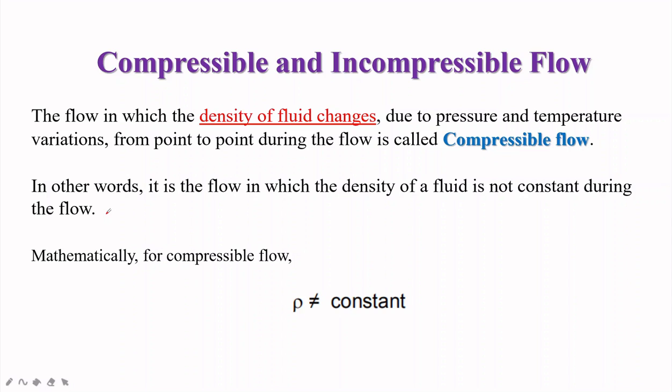The density is not equal to constant. If this is proved mathematically, then we can tell the type of flow is what? Compressible flow. The density of the fluid changes from point to point.